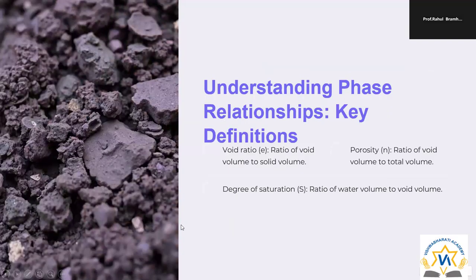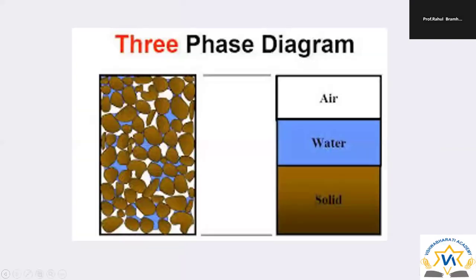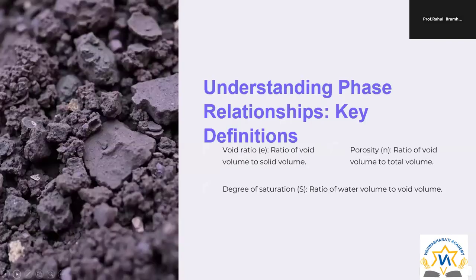The index properties seen in this slide are first the void ratio, then porosity and degree of saturation. But what is void ratio? The void ratio is the void volume to the solid volume. In the three-phase diagram, we see air, water and solid. So void ratio is the total volume of void to the total volume of solid.